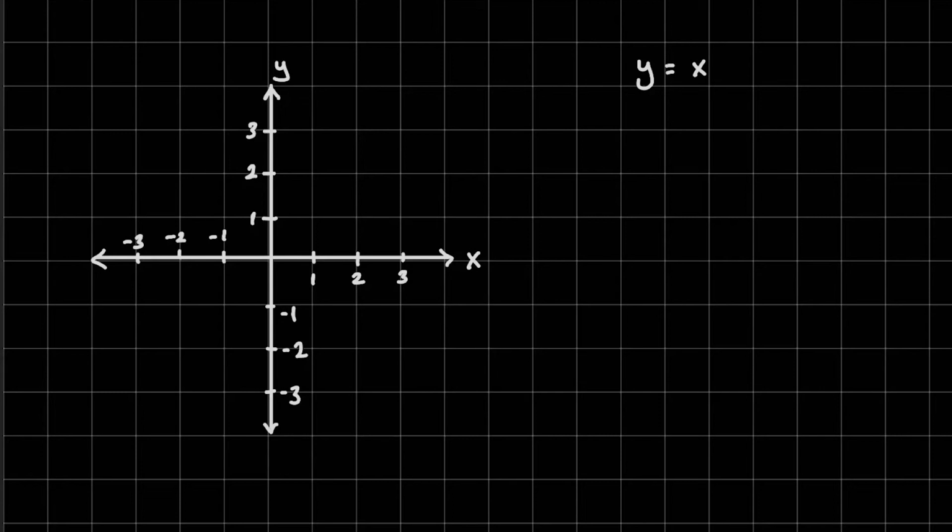So in this video, I'm going to show you how to draw a line given its equation. Here our equation is y equals x. So what are we going to do? We are going to determine 2 points that this line passes through. So let me write it in this way. Point 1 and point 2.